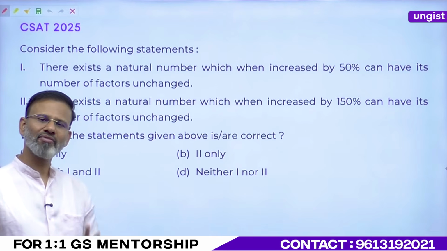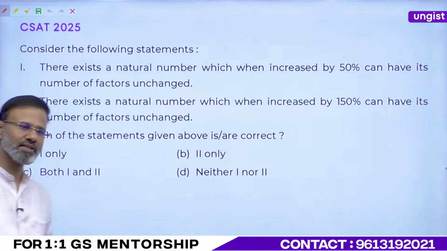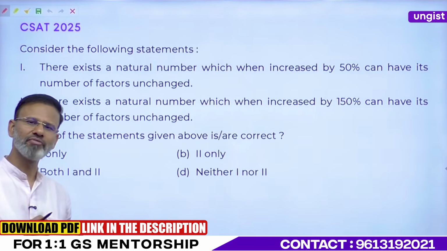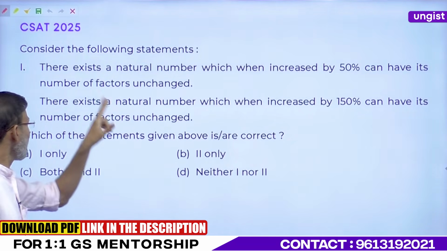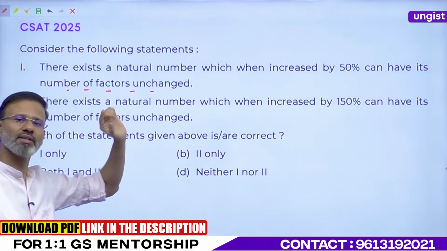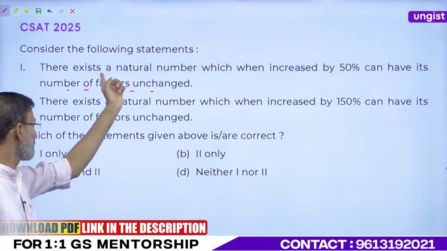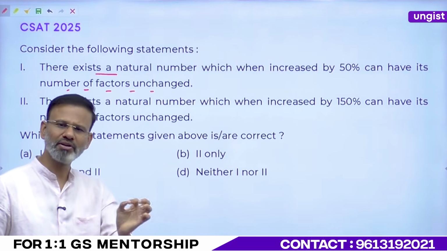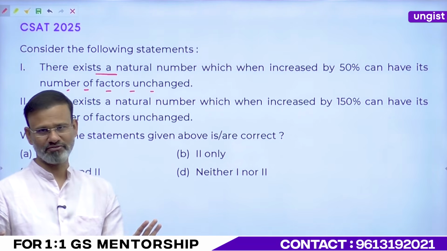In 2025, they have asked 2 questions. The first question says, there exists a natural number which, increased by 50%, can have its number of factors unchanged. There exists a natural number. Read the question carefully. There exists a natural number. If you find even one natural number, it is enough.